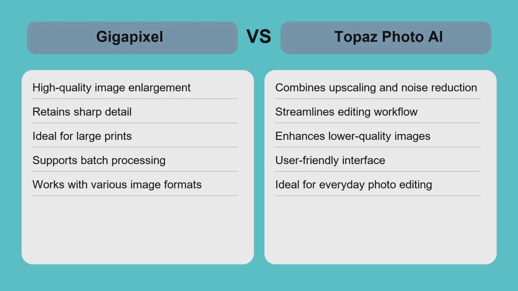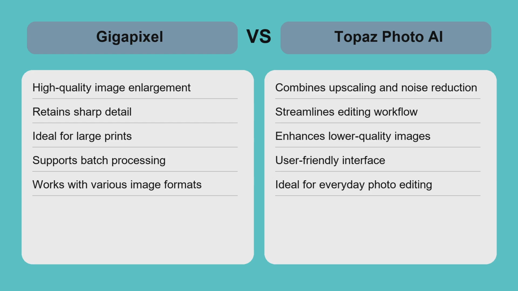Gigapixel excels when the primary goal is high-quality image enlargement with sharp detail retention, making it perfect for large prints or cropping. Its focused approach means fewer distractions, but requires pairing with other software for noise or artifact correction. Topaz Photo AI offers a more holistic solution, combining upscaling with noise reduction and sharpening, which simplifies workflows and improves images that need overall enhancement.